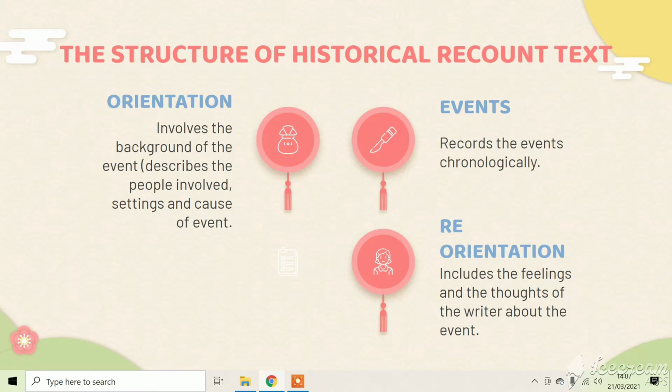Then we continue to the second part of historical recount text, which is called events or series of events. In series of events, it records the events chronologically. We remember, based on the definition, that historical recount text is given in chronological order. So we have to record the events one by one based on the chronological order in which they happened.